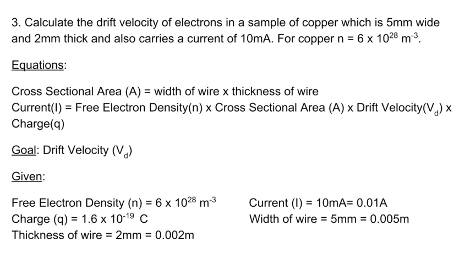So the equations you're going to need are for cross-sectional area and for current. We didn't give you the cross-sectional area in the first one, so here it is. Your goal is going to be to find drift velocity, and these are the givens. We wanted to write all this out for this one because it's a little bit more complicated. It requires more steps, to be exact, just to figure out the one question. So go ahead, put it on pause, see if you can figure it out, and then we'll show you how to do it.